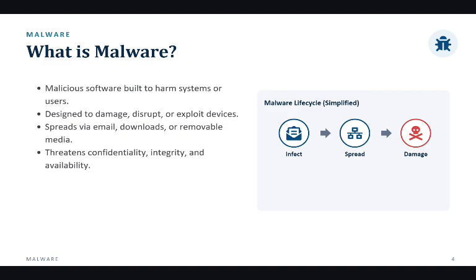Malware threatens the three pillars of security: confidentiality, integrity, and availability. At a high level, its life cycle is simple. It infects a system, spreads to others, and then causes damage, as shown here.